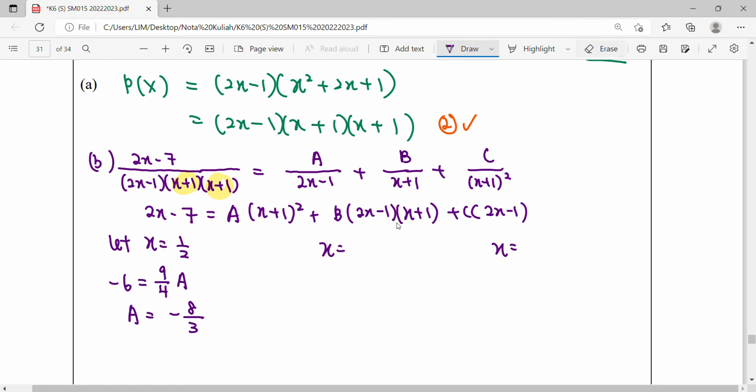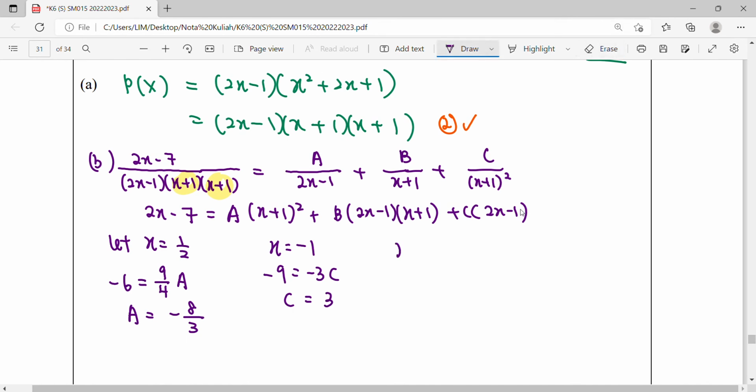Continue for another x value. I can take another factor here, x equals negative 1. Substitute. Here is negative 9. Then this factor will become 0, and this factor will become 0. So it will be 2 minus 1 becomes C. Negative 2 minus 1, so it becomes negative 3C. So C is 3.